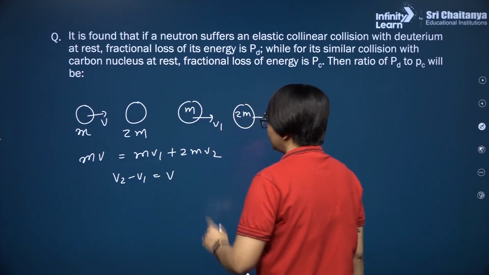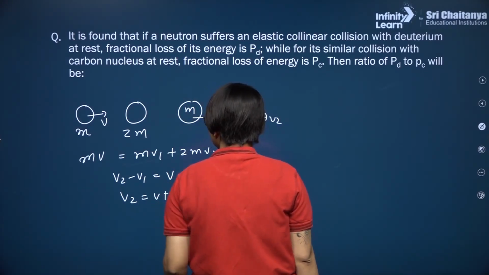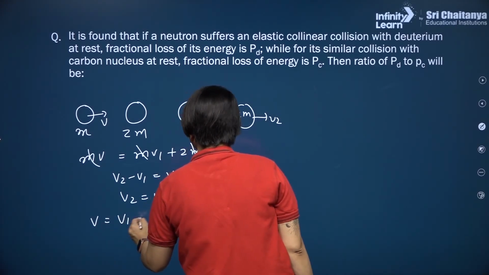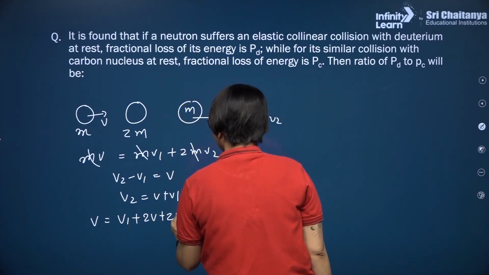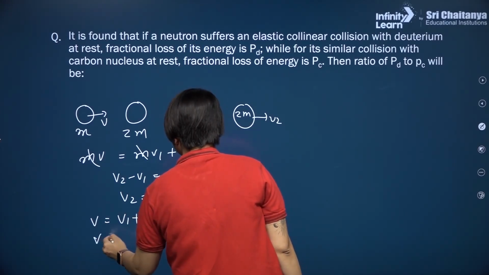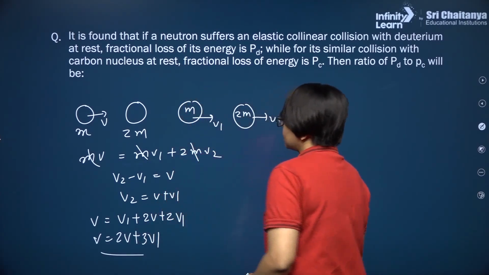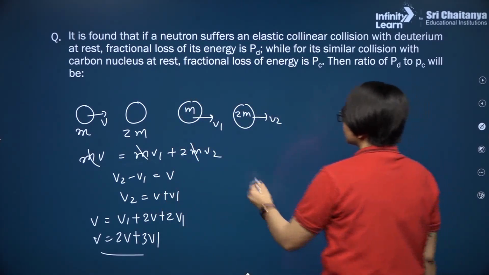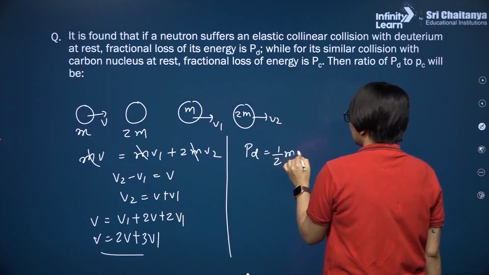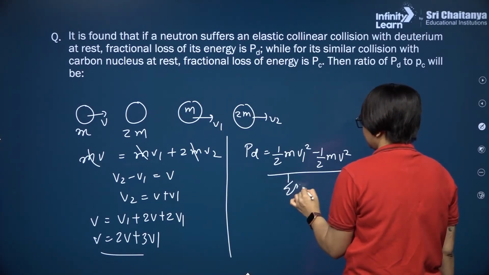So after solving this one, you will get the value of v1, you can put v2 as v plus v1, right. So m cancels. So v is equal to v1 plus 2v plus 2v1. So over here you will get v equals 2v plus 3v1, right. So after solving this one, you will get the value of v1. So the fractional loss in kinetic energy in this collision is PD, which is half m v1 square minus half m v square divided by half m v square.